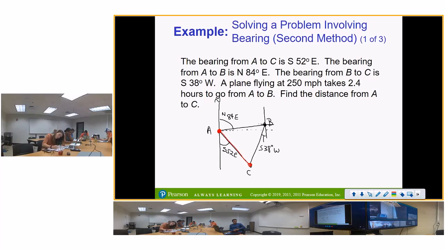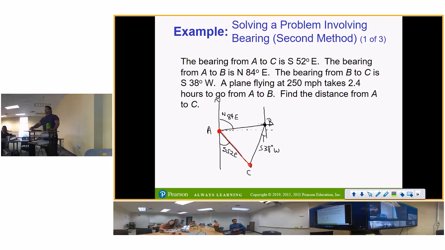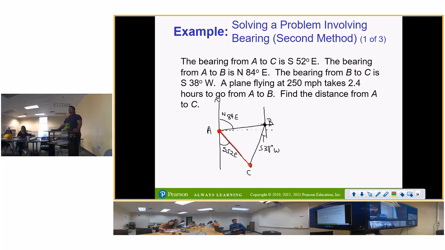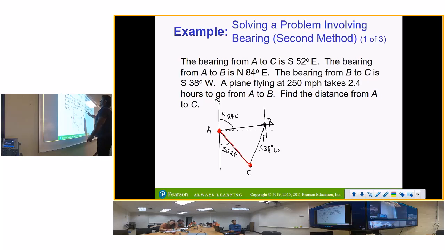Now, do you look at the triangle and say, well, that doesn't look like it? No, you do not look at the triangle and assume anything, because this is not to scale. Okay? Now, you also fill in the bearing from B to C. A plane flying at 250 miles per hour, so that's the magnitude. 2.5. Okay, you can figure that. Let's see, from A to B. So this is 250 miles. And it took, what, 2.4 hours? I'm just writing that down.